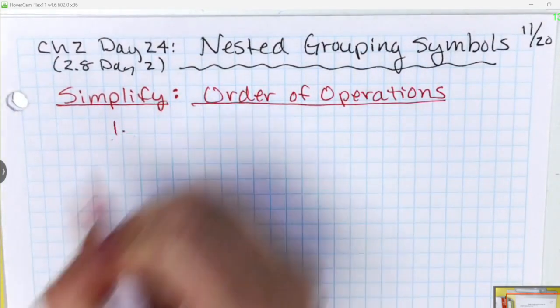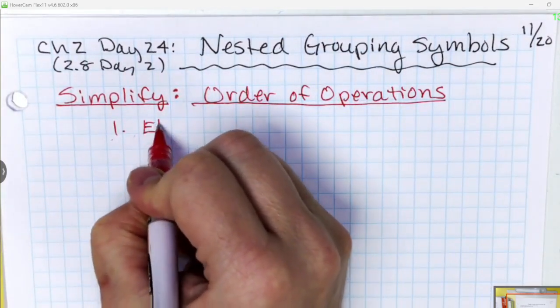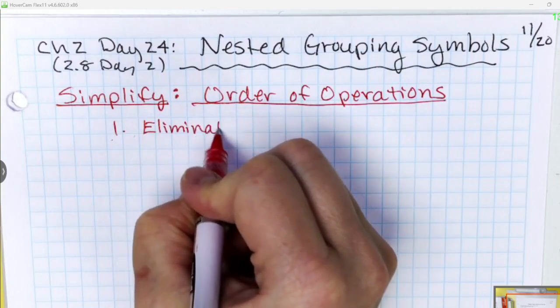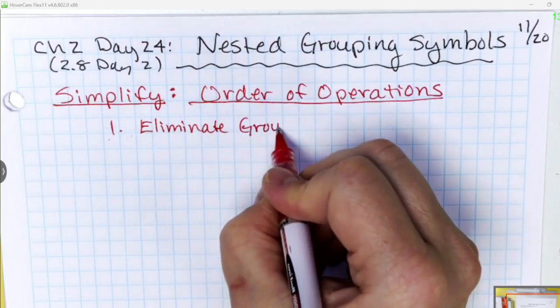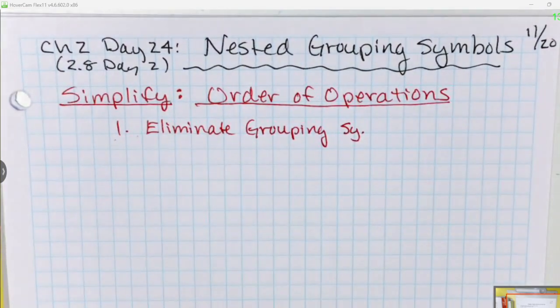The very first step in order of operations is to eliminate, and I'm just going to write the grouping with an S, eliminate grouping symbols. So you want to get rid of them. That's what we did on yesterday's assignment, is you distributed the negative to get rid of the parentheses. The parentheses are your grouping symbols.